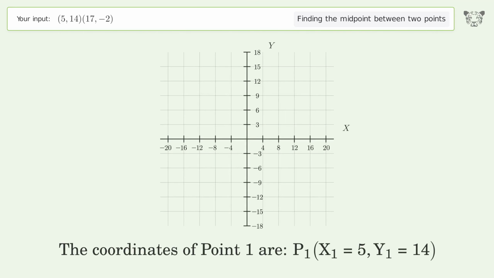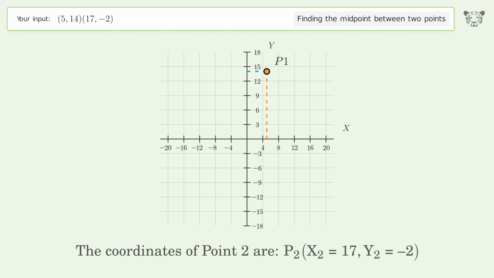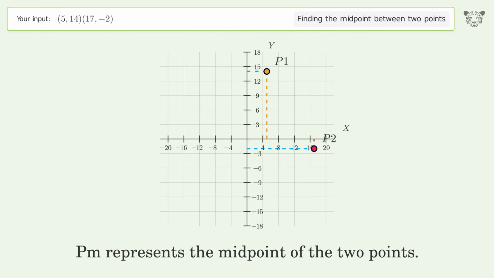The coordinates of point 1 are x1 equals 5, y1 equals 14. The coordinates of point 2 are x2 equals 17, y2 equals -2. PM represents the midpoint of the 2 points.